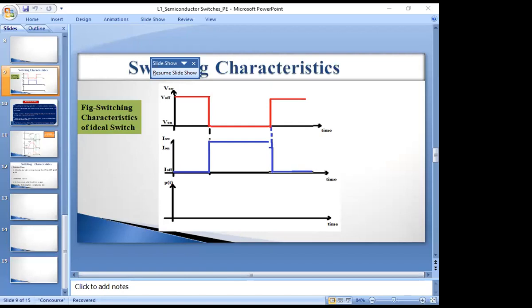Next, from 5 to 10 seconds, the switch is open. So then what about the voltage across the switch and current through the switch? Online students, anyone can tell what about the voltage across the switch?